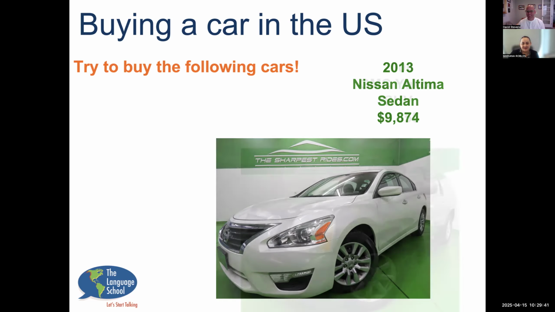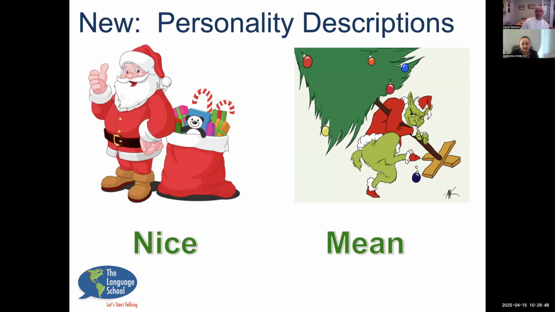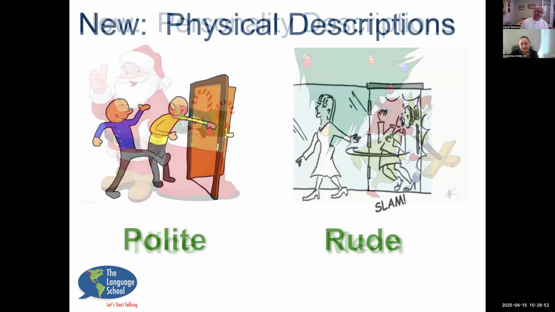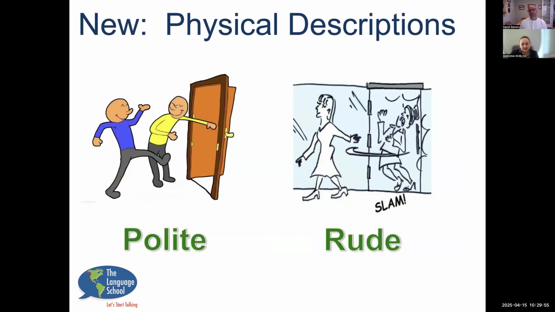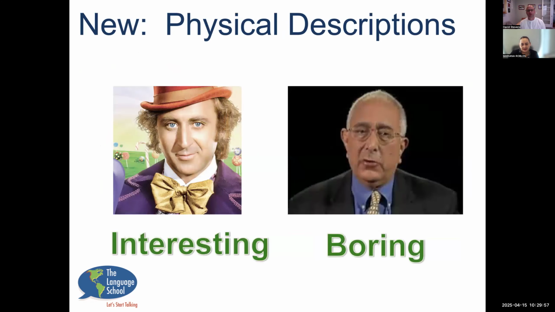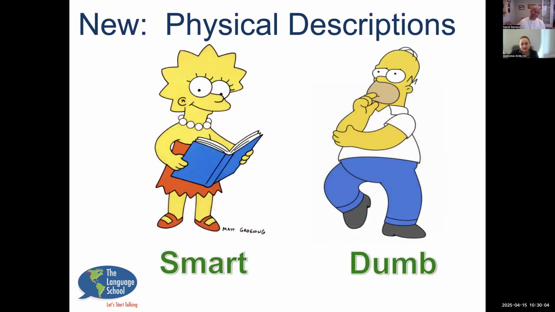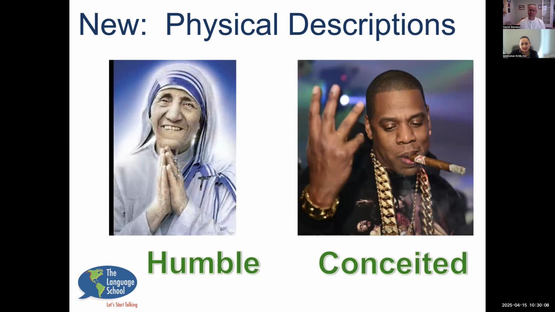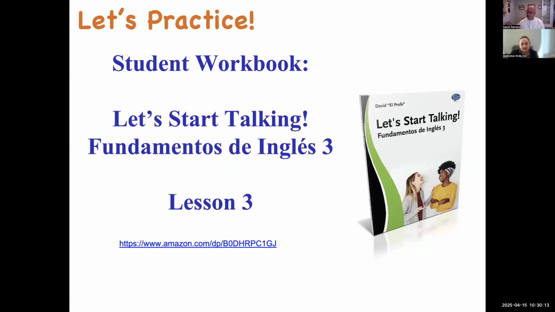Thank you. Very good. All right, real quick before we go, let's take a look at these personality descriptions. So, for example, Santa is nice, the Grinch is mean. That person is polite, that person is rude. Willy Wonka is interesting, the guy on the right is boring. Lisa is smart, Homer is dumb. Mother Teresa is humble, Jay-Z is conceited. That's it for lesson number 3.